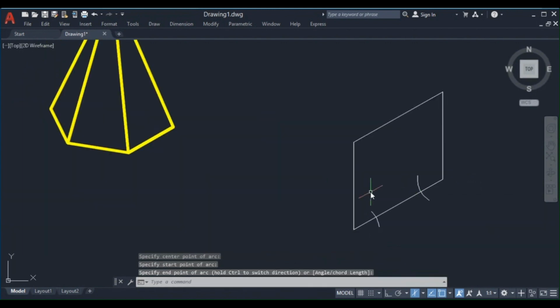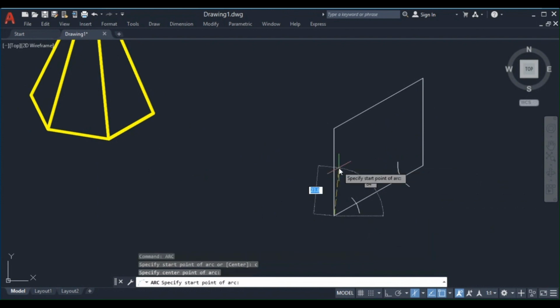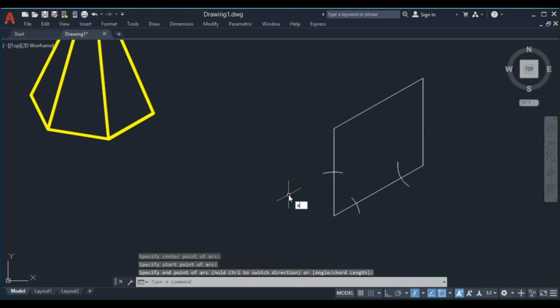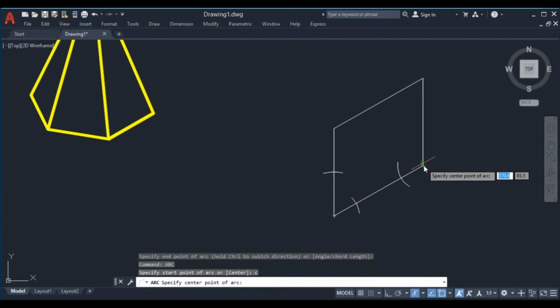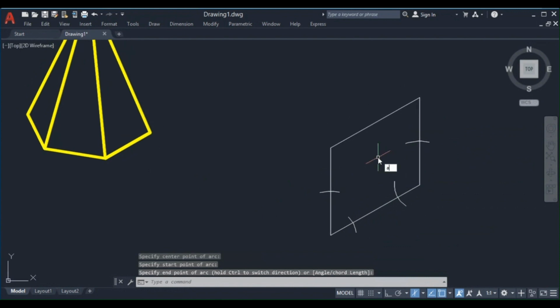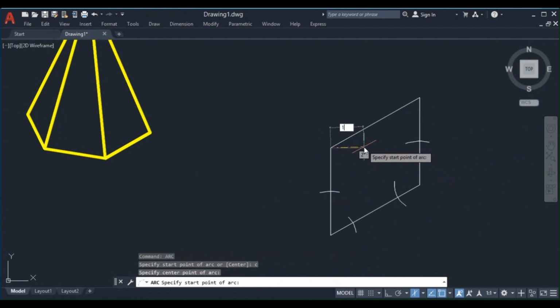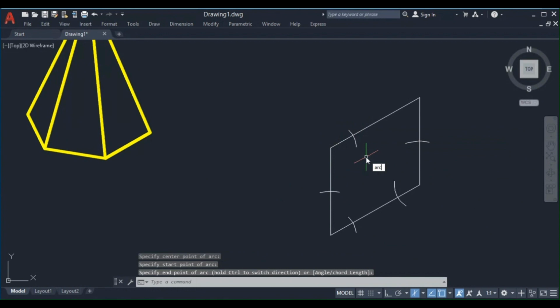What is this height? 21.7. This is 21.7. This is 21.7. This is 12.3. This is 12.3.